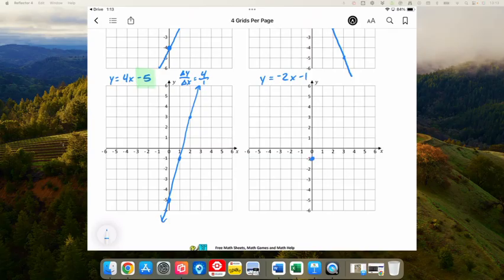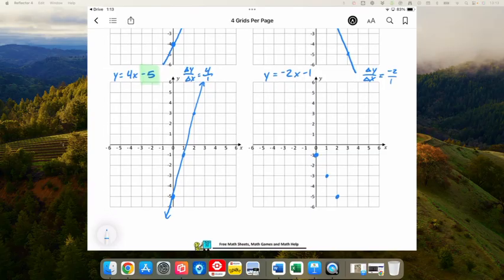And then -2x says the change in y over change in x would be -2 over 1. So down 2 and to the right 1. Okay. And this is a good opportunity to speak about, you could also go in reverse. So instead of down 2 and to the right 1, I could go up 2 and to the left 1. Up 2 and to the left 1.